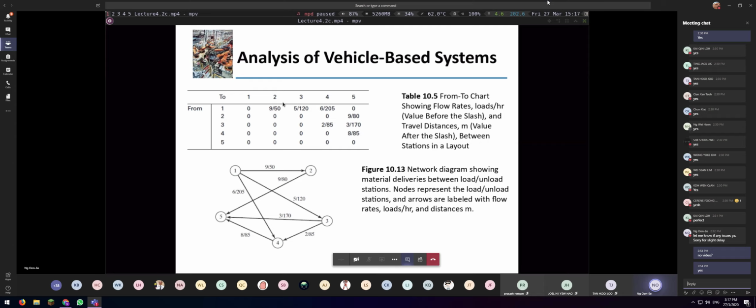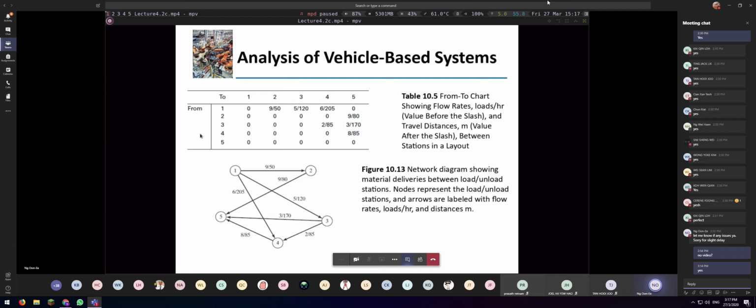And then we are talking about our travel distance, which is normally just how many meters. So there's travel between 1 to 2, 9 times an hour, and the distance from 1 to 2 is 50 meters. From 1 to 3, there's travel of 5 times an hour, and the distance is further, at 120 meters. So this is how we read this chart.